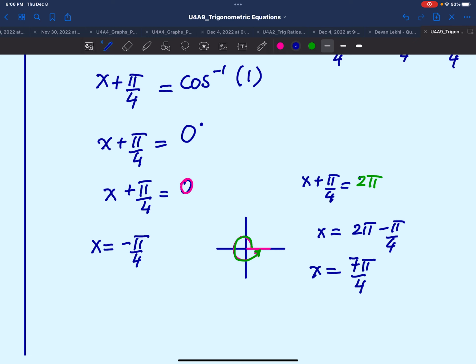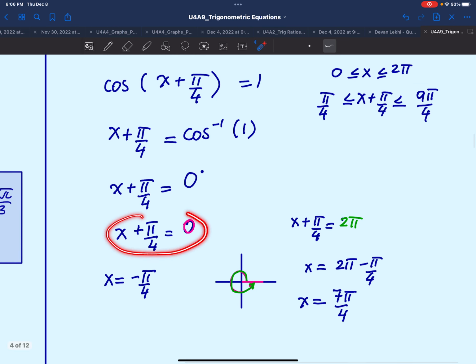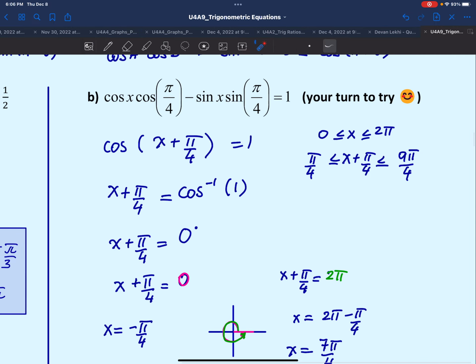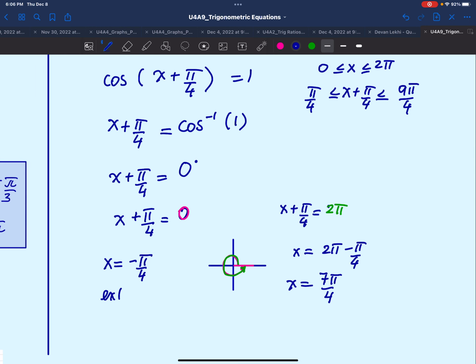Now let's take another look at our solutions. If x plus pi over 4 is equal to 0, remember that the domain for this angle starts at pi over 4, which means that 0 is not a solution for the angle x plus pi over 4. I continued this solution and solved for x only because it is a lot easier to see that this solution for x is not in the domain of x because it's a negative number. So x equals negative pi over 4 is what we call an extraneous, unacceptable, or rejected solution.